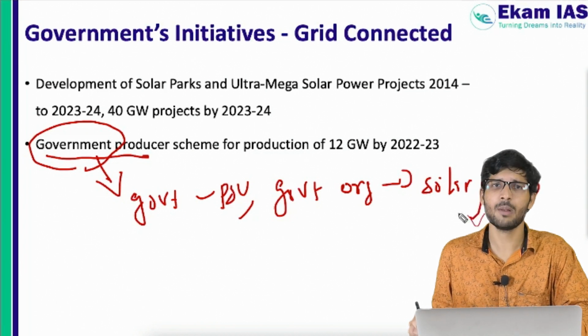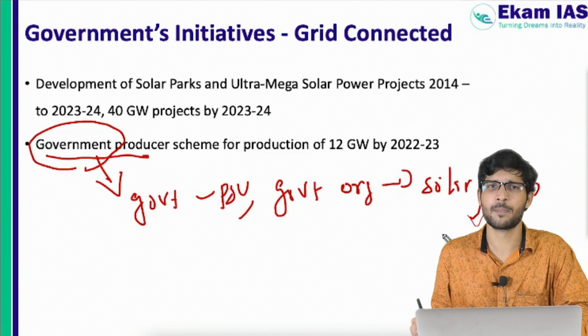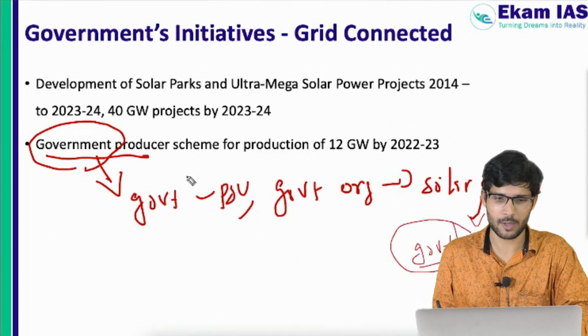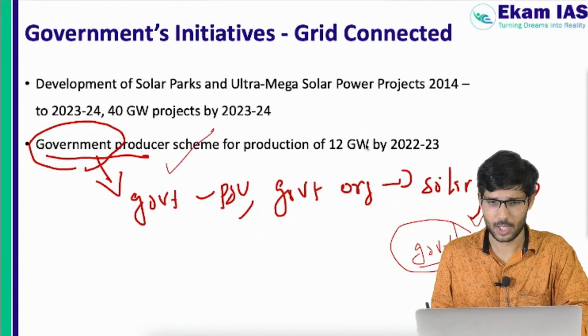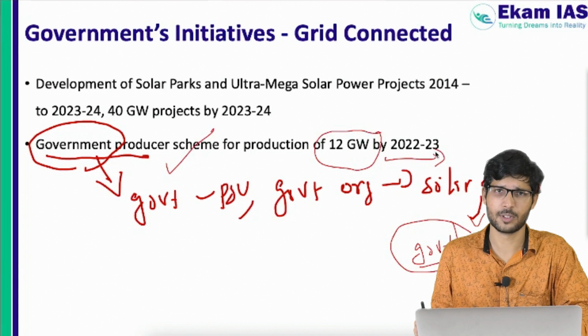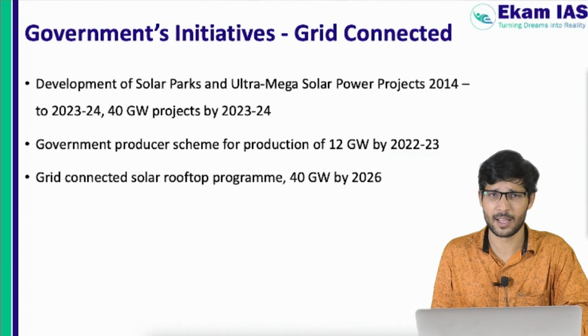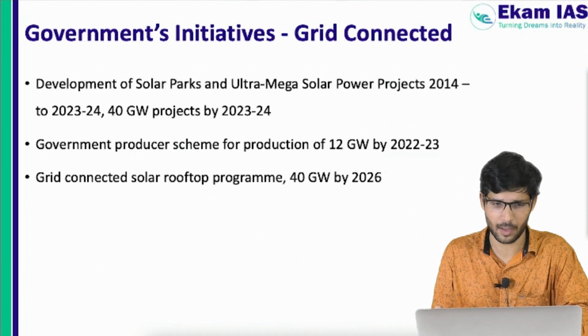And this energy will be entirely used for government purpose. It will be entirely used for government only. So that is what we call the government producer scheme. Under this scheme, 12 gigawatt is the production target for the government. As I have already said, all these schemes are implemented by the Ministry of New and Renewable Energy. That is the nodal ministry for all matters related with renewable energy in India.